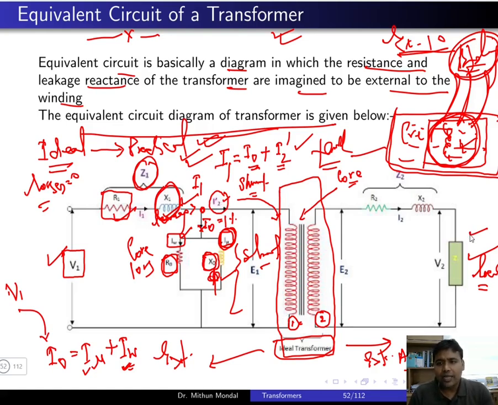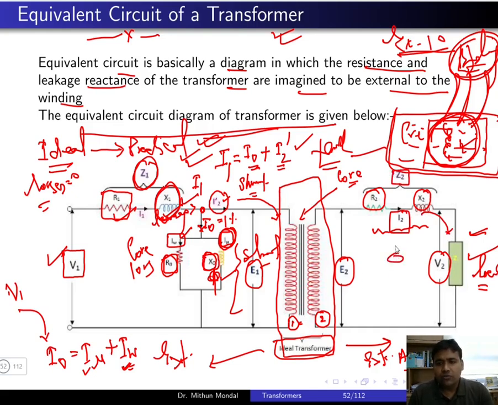Now if you have a load on the secondary side of the transformer, V2 is the secondary terminal voltage and E2 is the secondary induced EMF, whereas E1 is the primary induced EMF. On the secondary side, you have R2, that is the resistance on the secondary side, and X2, that is the leakage drop on the secondary side. The current I2 is flowing in the secondary winding, which is taken by the load of the transformer. Z2 is the total impedance on the secondary side of the transformer.